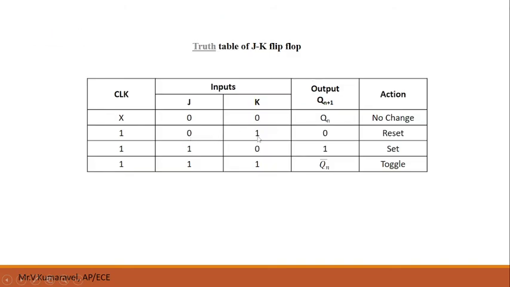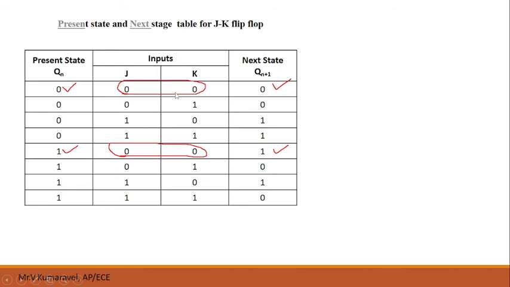JK equals 01, it will reset to 0. So JK equals 01, if the present state is 0, it will remain in 0 itself. Similarly, for JK equals 01, if your present state is 1, it will reset to 0. Now we'll see the next case.